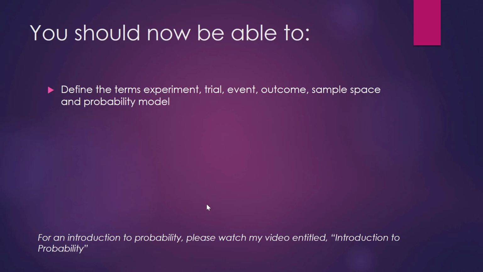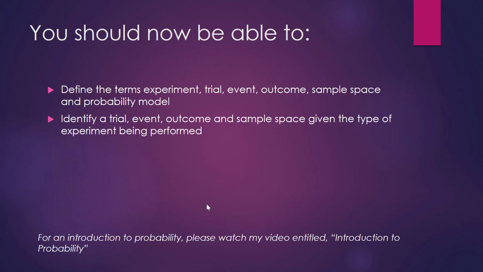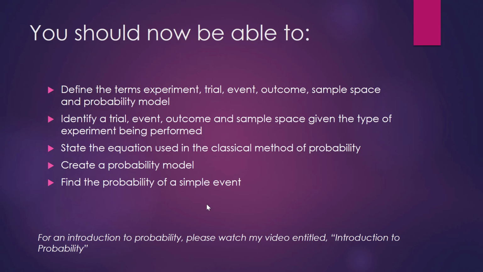You should now be able to define the terms experiment, trial, event, outcome, sample space, and probability model. You should be able to identify a trial, event, outcome, and sample space given the type of experiment being performed. You should be able to state the equation used in the classical method of probability, create a probability model, find the probability of a simple event, and interpret the probability of a simple event.